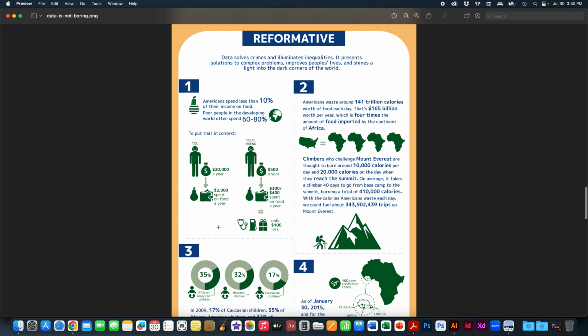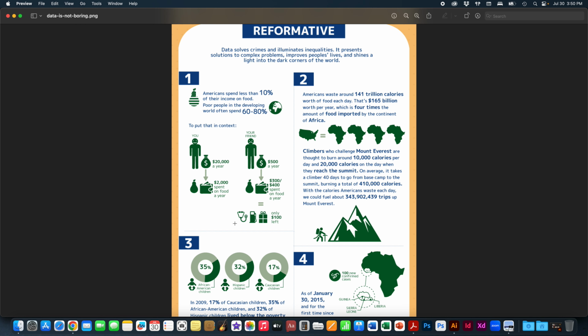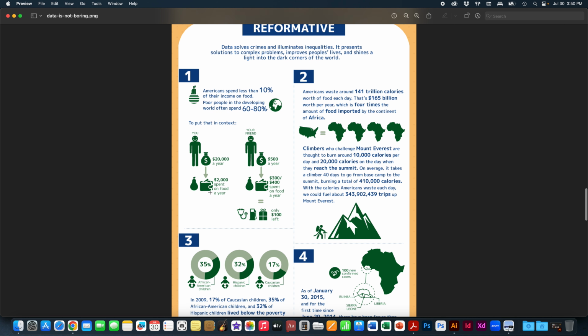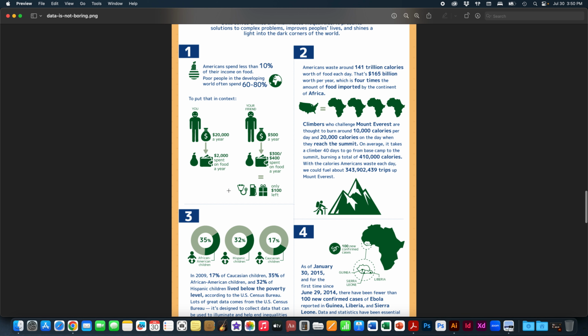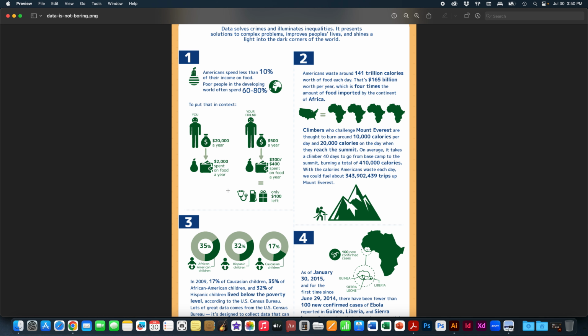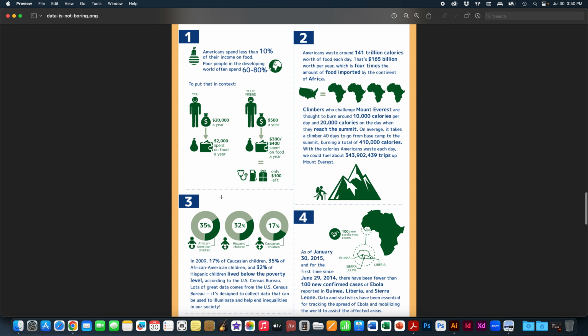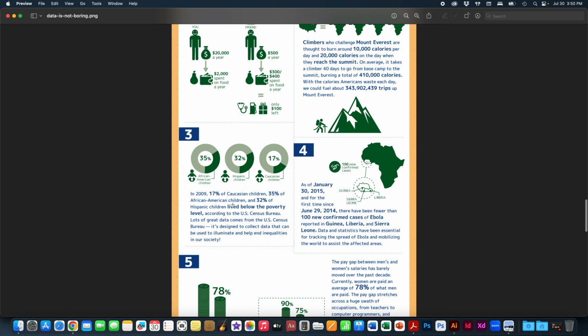And now we're into a new section, right? Data is reformative, and it talks about that, using things like donut graphs, as well as geographic maps and symbols. Some people are surprised to think that maps are data visualizations, but they are, right? They're a visual representation of something that is measurable.